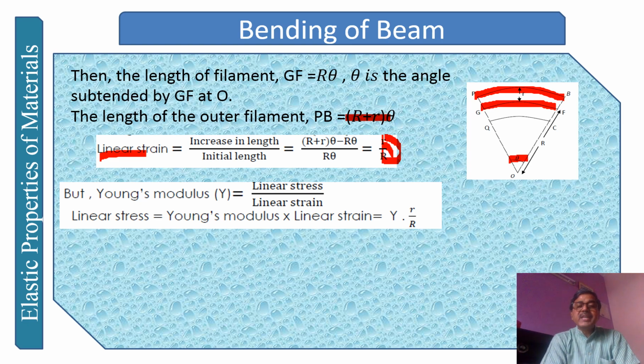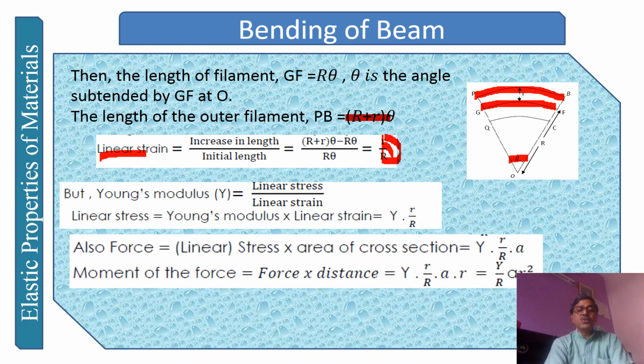Now from here let's calculate what will be the force. Stress is equal to force per unit area. So if I multiply this stress by the cross sectional area, then we will get the force. So what will be the force? Linear stress into cross sectional area, because stress is force per unit area. This is your Y into r upon R, the stress, into cross sectional area. We have taken A as the cross sectional area of this beam, so we have multiplied by this A.